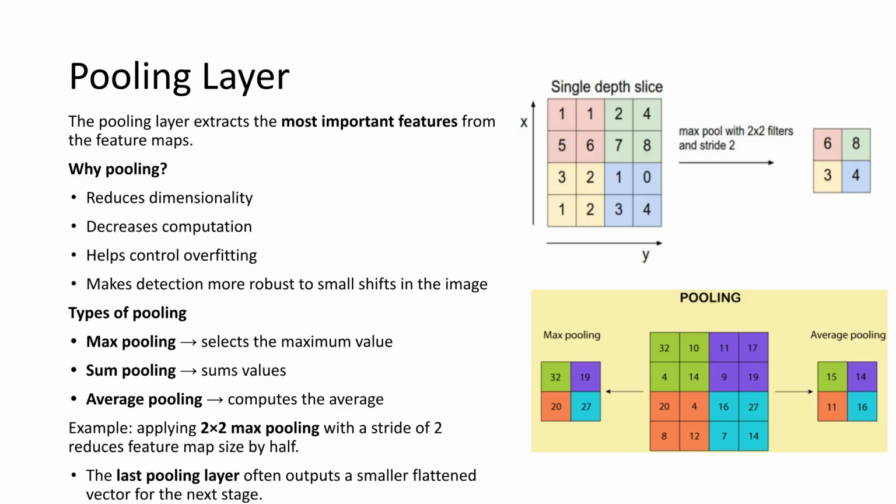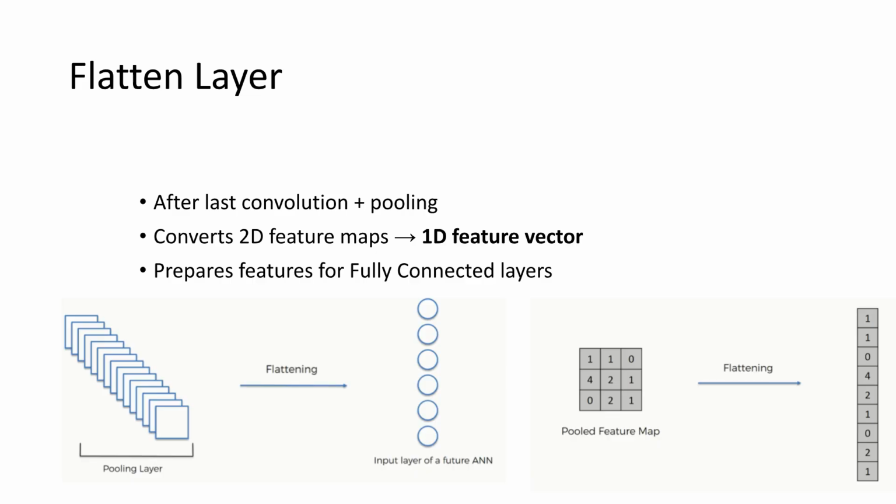There are several types of pooling. Max pooling selects the maximum value in each region. Sum pooling adds up the values. Average pooling computes the average. For example, applying a 2x2 max pooling with a stride of 2 reduces the feature map size by half in each dimension. The flatten layer plays a simple but crucial role.